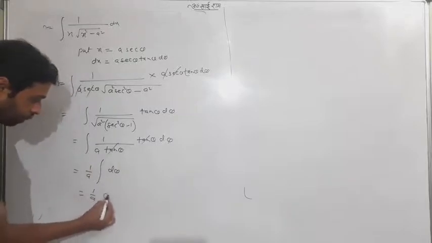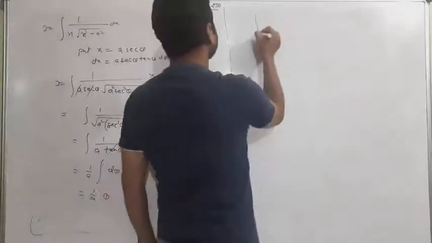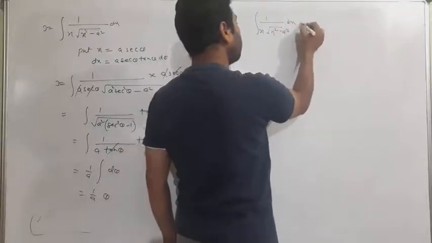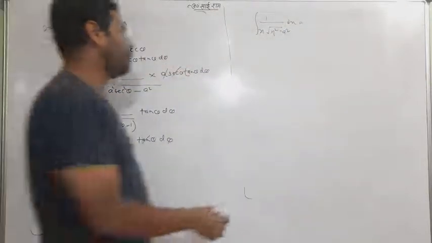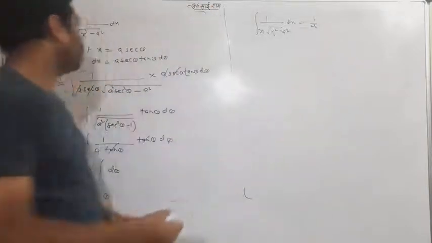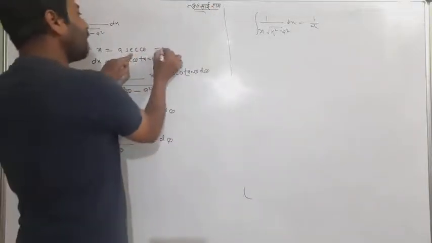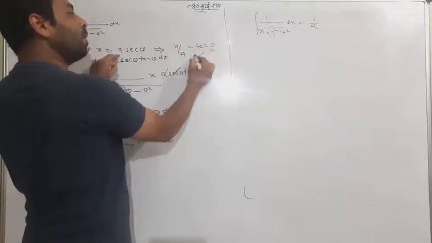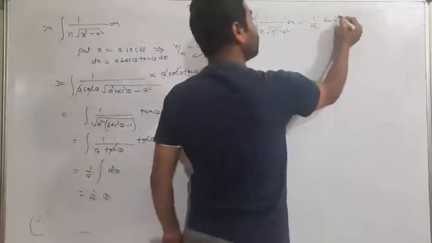1 by a is constant, and integration of d theta will be theta only. So your answer for 1 upon x into root of x square minus a square dx is 1 by a times theta, and instead of theta put the value. What do you think? x upon a equals sec theta, so theta will be sec inverse x by a. That's the answer.